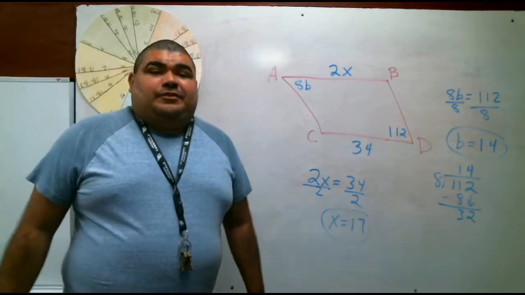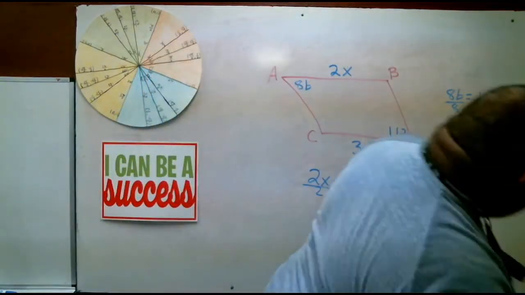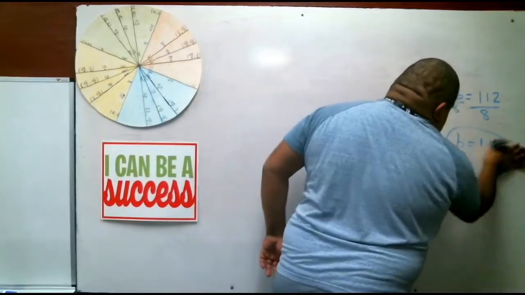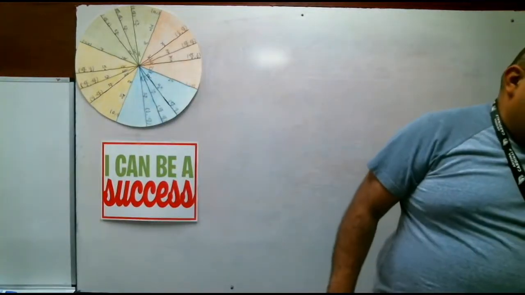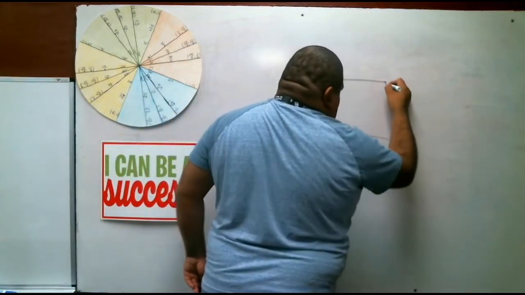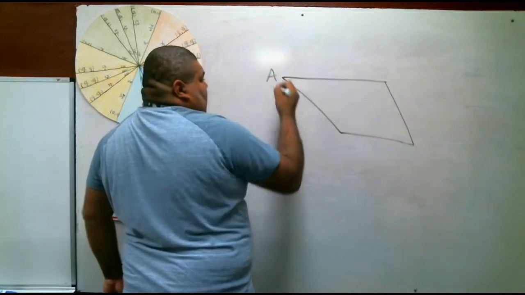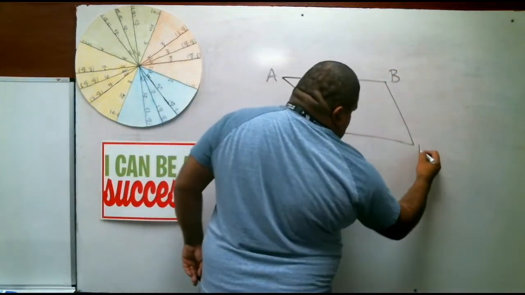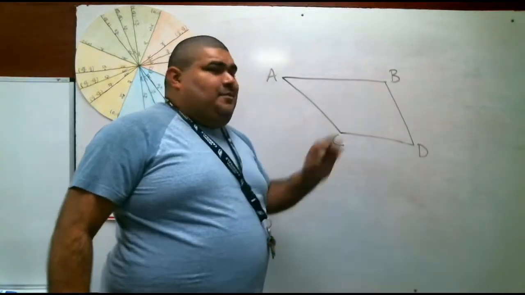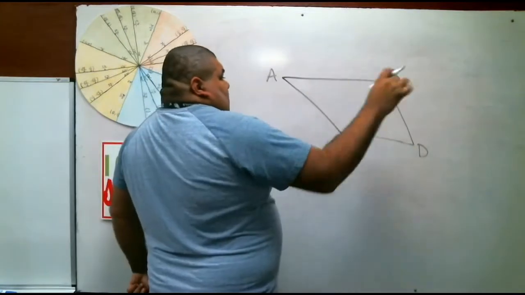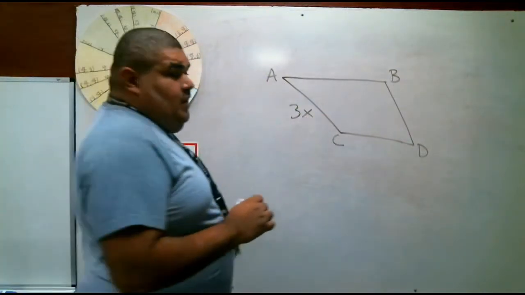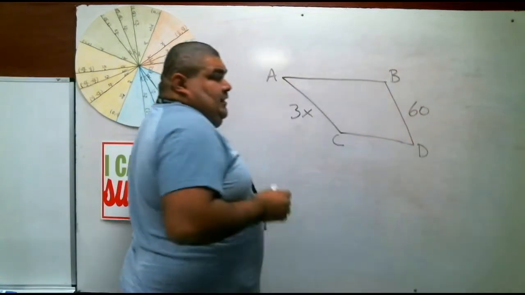All right, guys, so here's your assignment for today. We have this parallelogram again, labeled A, B, C, and D, okay? Looks kind of funny, it's okay. This is not our class. It might be a little less lengthy on this side, but it's still a parallelogram. We're gonna say that we have 3x on side AC and BD is 60, okay?